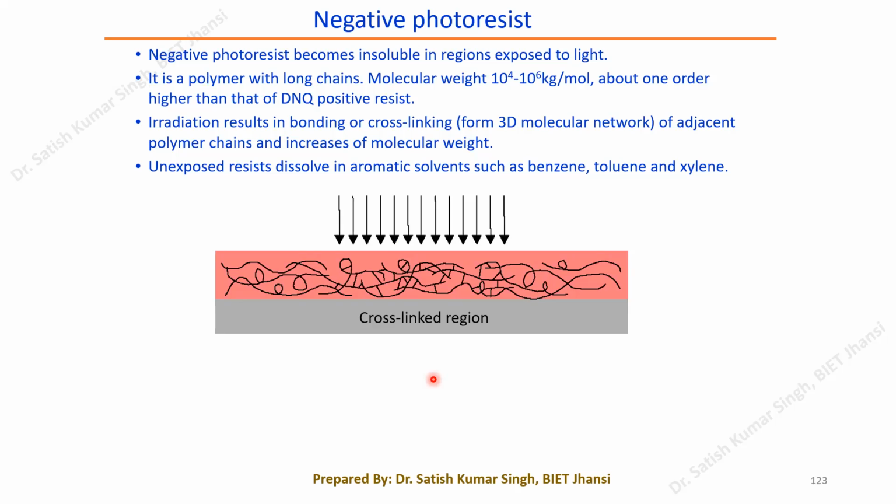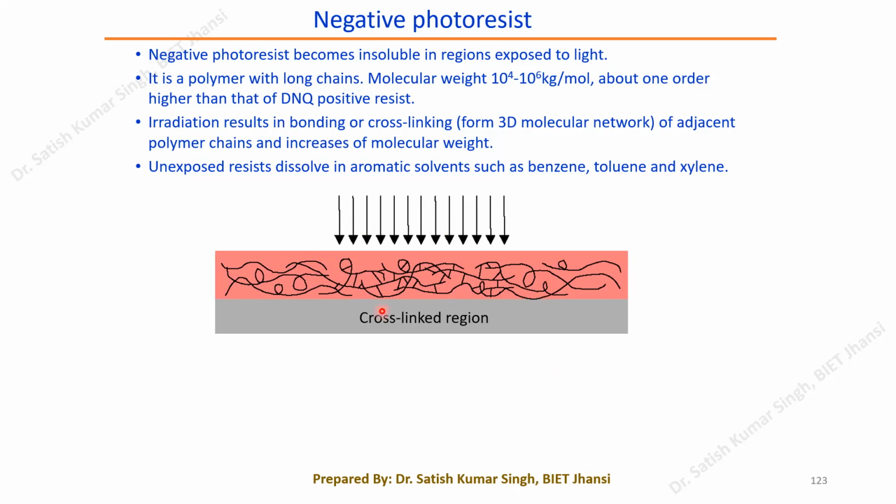After coating the photoresist and doing the post baking, the entire region will be dissolvable. Whenever you expose the light, the exposed region will change. In the positive photoresist, bonds get broken.